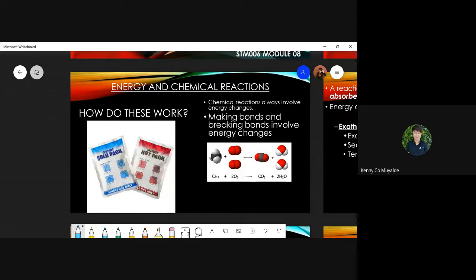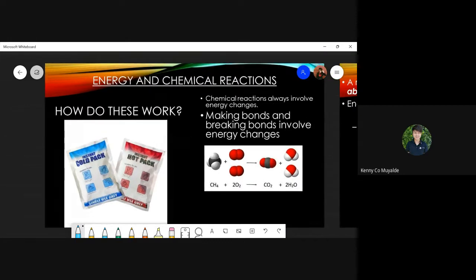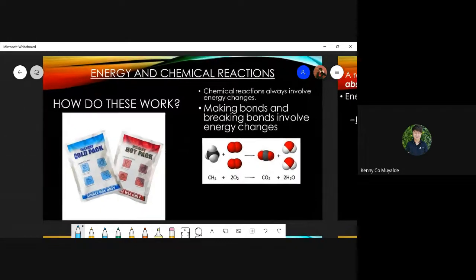Next, we have composition and structure. Yun yung mixture, yun yung pure substance. Yung structure, yun yung kanilang arrangement ng atoms. And then, changes that substance undergo. Ito yung chemical reactions. Next, we have energy that accompanies these changes. Dito na pumapasok yung ating definition ng chemistry. So, in this case, we have the energy and chemical reactions.